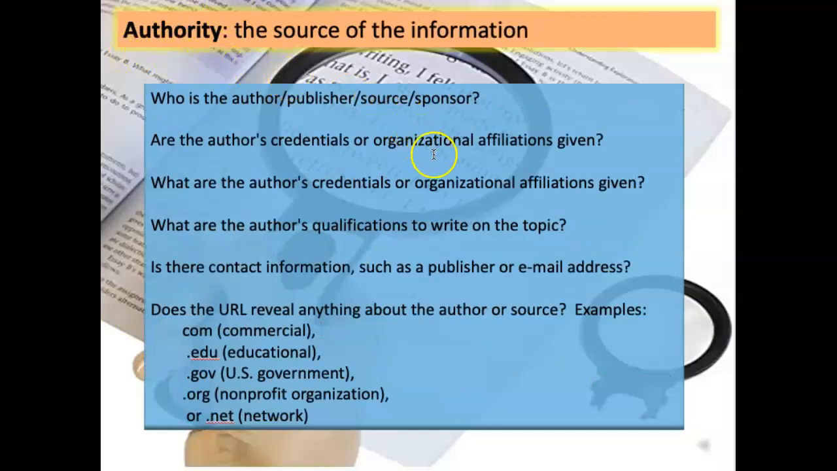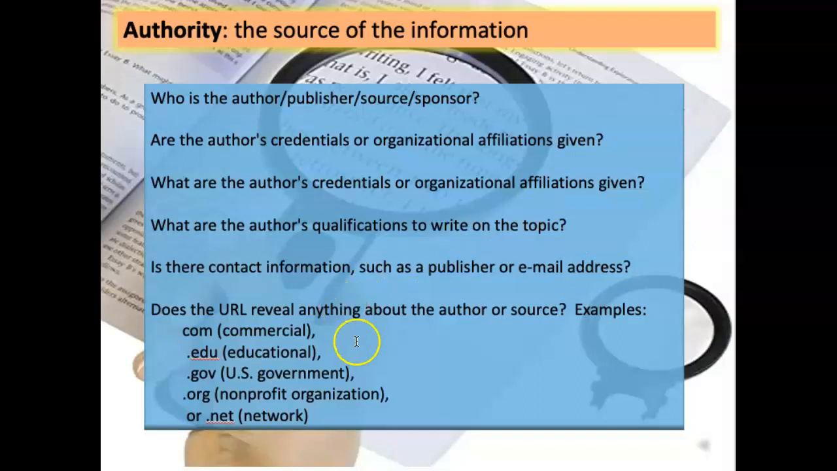Authority, and this is a continuation in some ways, but there are some differences. Who is the author? You need to do some investigation. Now, I'm going to be doing a lot more later in the screencast. Are the author's credentials or the organization affiliations given? Are they a PhD? Are they a medical doctor if they're writing about medical issues, etc., etc.? What are their qualifications? Have they advertised them? Do they check out as well? Because people are sometimes a bit naughty with lying about qualifications. Is there contact information such as a publisher or an email address?